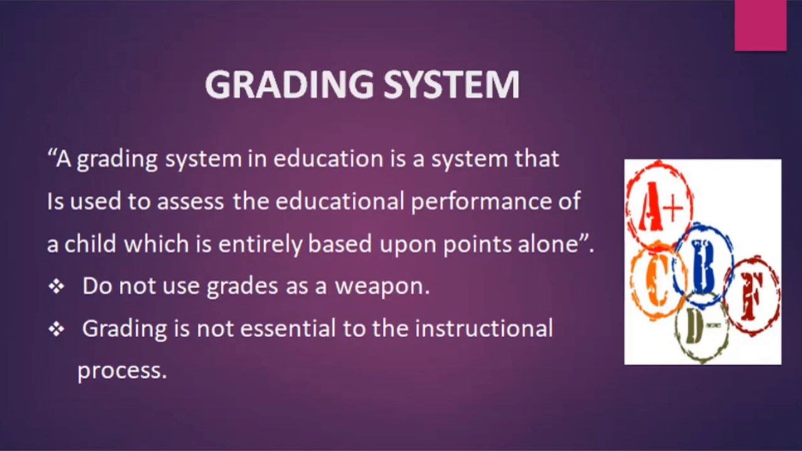So what is a grading system? A grading system in education is a system that is used to assess the educational performance of a child, which is entirely based upon points alone. Through the grading system, you can observe the performance of a particular student through the points that they have got on a particular task. Always remember, do not use grades as a weapon, and grading is not essential to the instructional process.